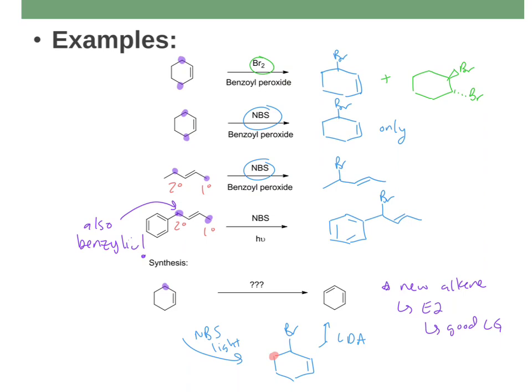So there are going to be lots of different ways that we can use NBS. And you're going to want to use it whenever you see allylic brominations. If you see a bromine one away from a double bond, you want to use NBS. If you just use Br2, you're going to end up with a lot of that bromine addition to that alkene too. So do some practice.